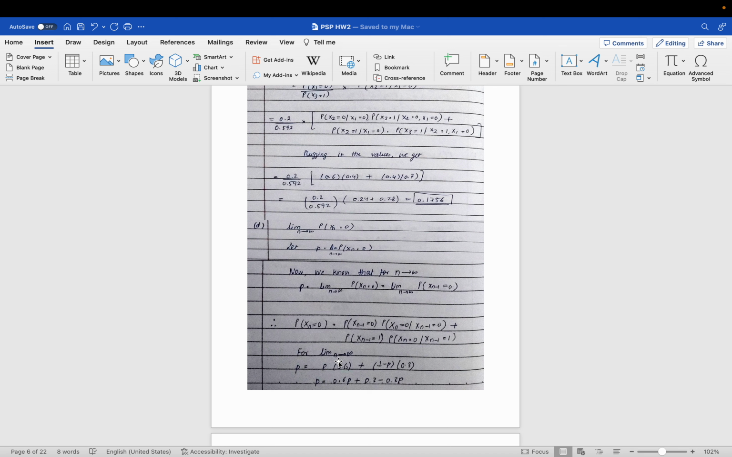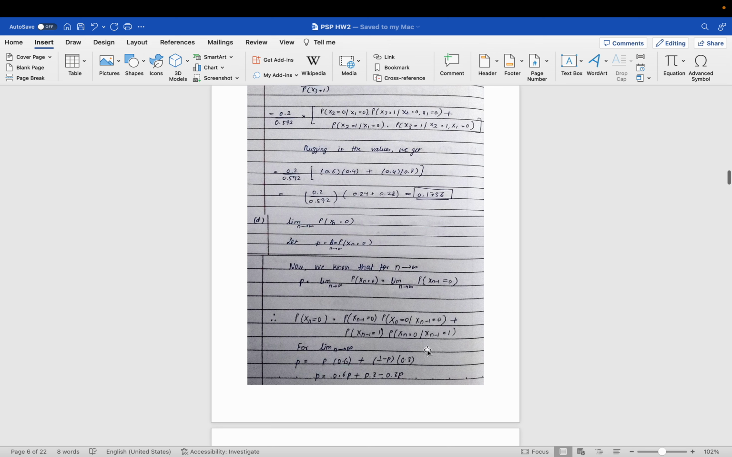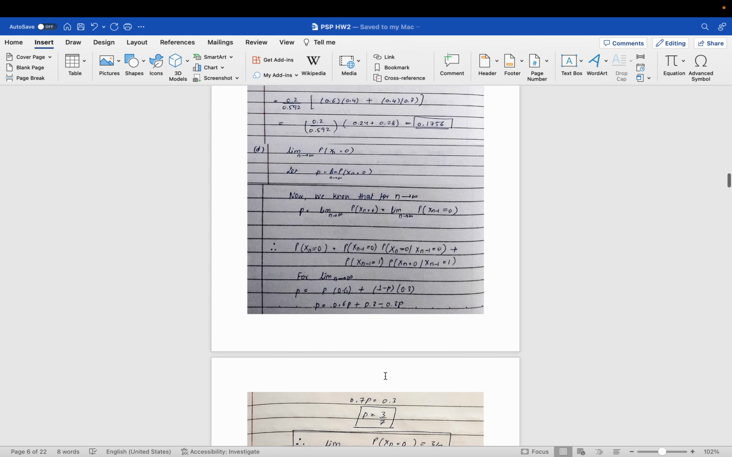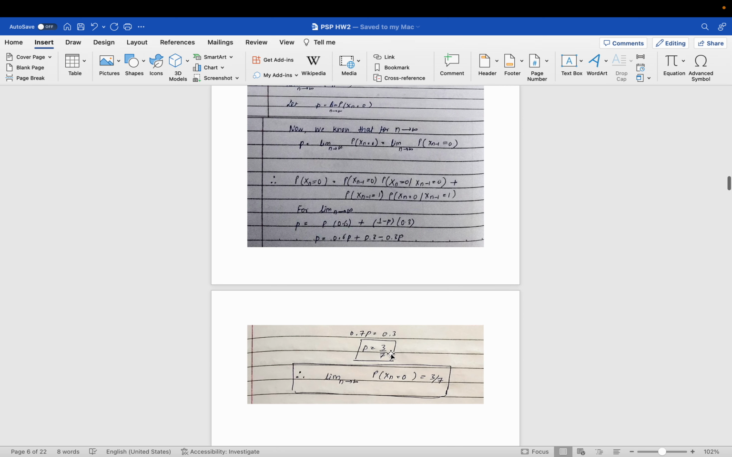So adding up these two scenarios, first we'll substitute p at the places. So for the limit as n tends to infinity, this will be equal to p, this thing will be p, this we already know from the question, this will be 1 minus p, and this we are already given in the question. So we can solve this, and finally we get the probability as 3/7. So this will be the final answer.